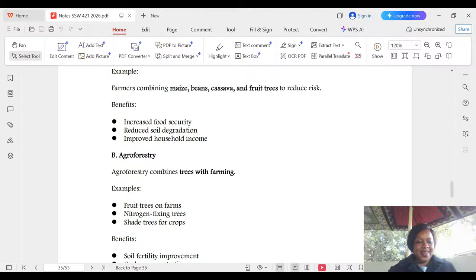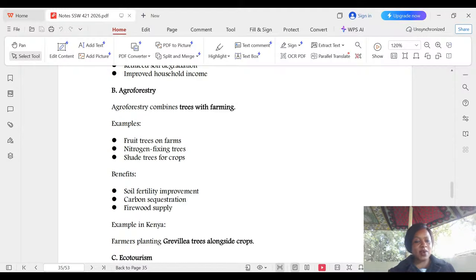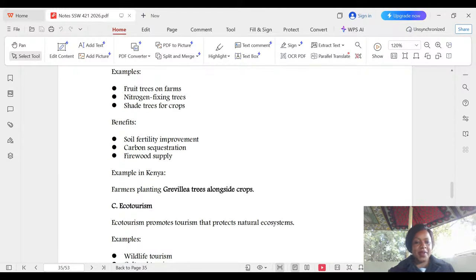So examples are fruit trees within the farms, nitrogen fixing trees, shade trees for crops, and the benefits would be soil fertility improvement, carbon sequestration, firewood supply. For example, in Kenya, farmers planting grevillea trees alongside crops just to provide that shade for the crops.